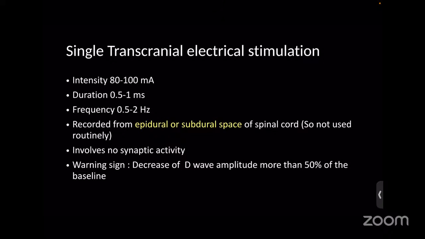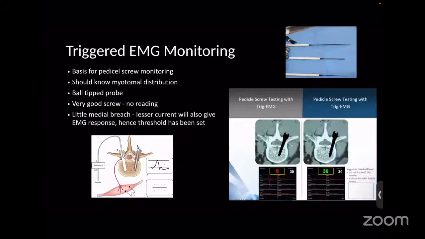Triggered EMGs are the basis for myotomal monitoring, or also to know if a peripheral nerve is affected or not. Now, how does this work? There's a probe, like you can see on the top right corner of the screen. There's a ball-tip probe that a surgeon inserts into a screw tract that has been made. If it is a good screw tract and there is no breach, there will be no reading. But even if there's a little bit of a medial breach, you will get an EMG response.